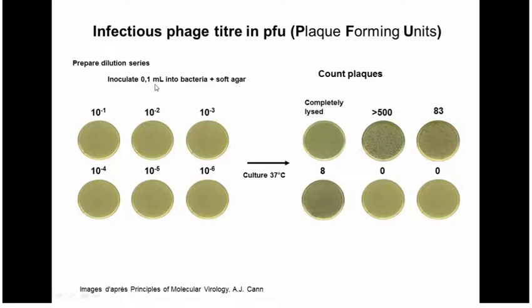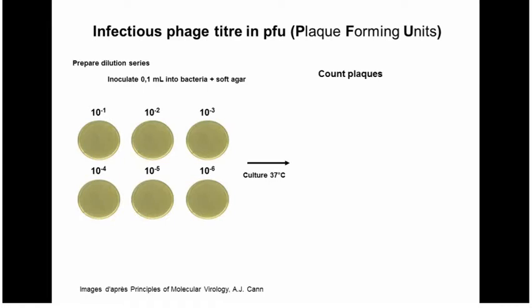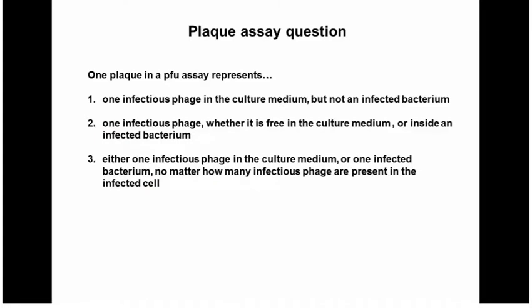So to count the number of bacteriophage that you had in the original sample, you count the number of plaques, multiply by the dilution factor, and then by another factor of 10 because you inoculated 0.1 ml. So you can say in this sample we had 8.3 times 10 to the 5 plaque-forming units per ml. Okay. So in this experiment, one plaque represents what? One of these three things.